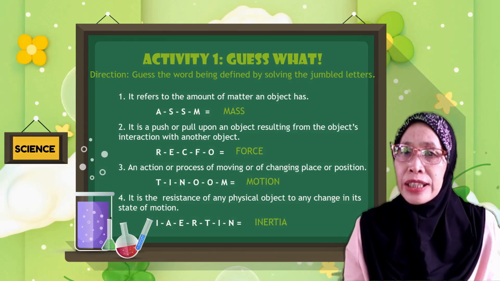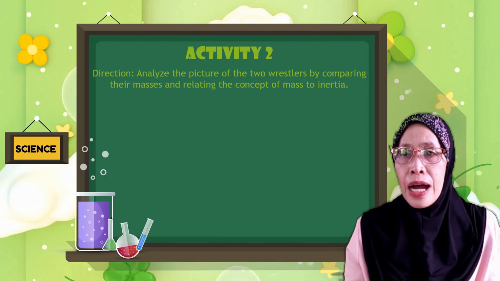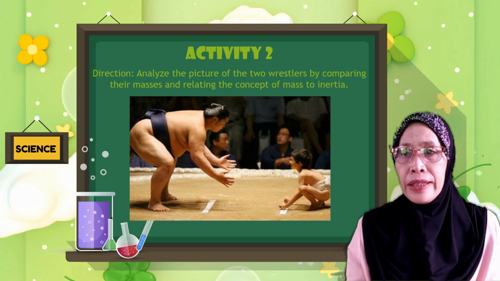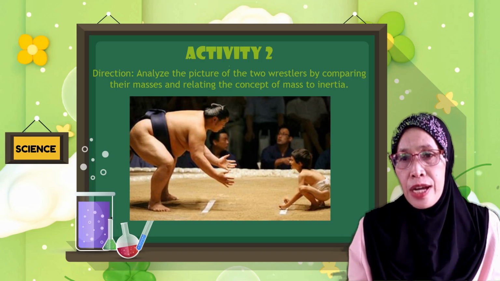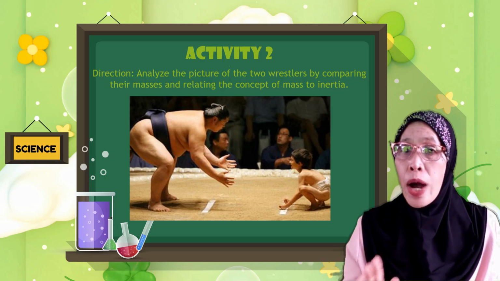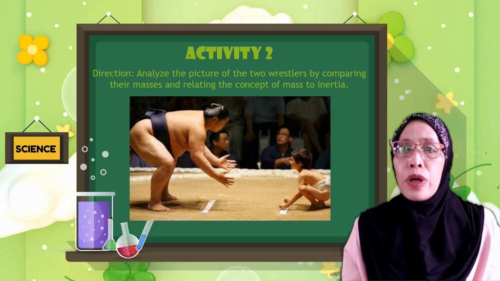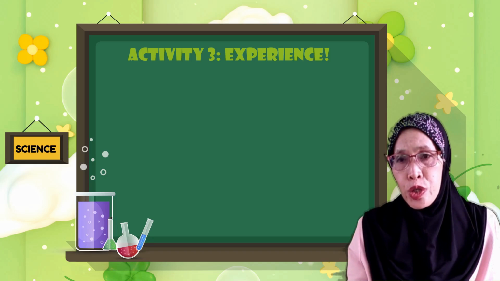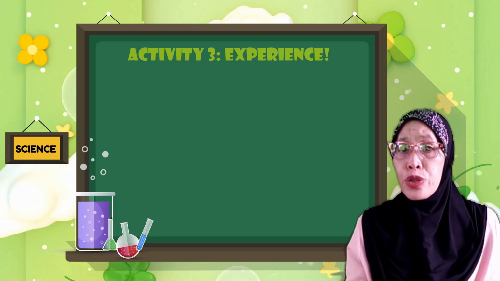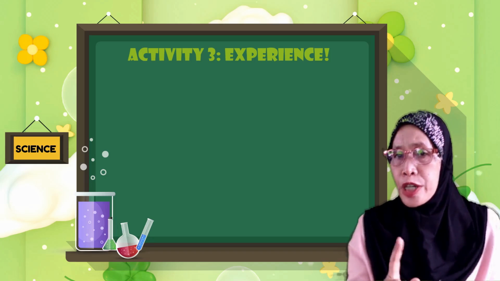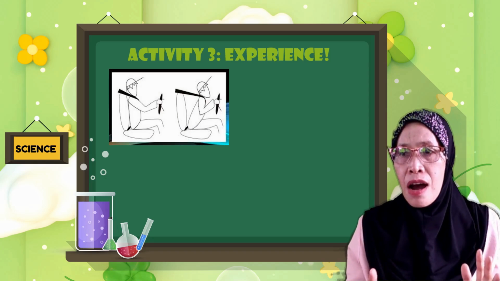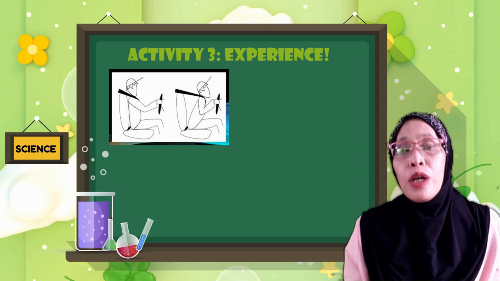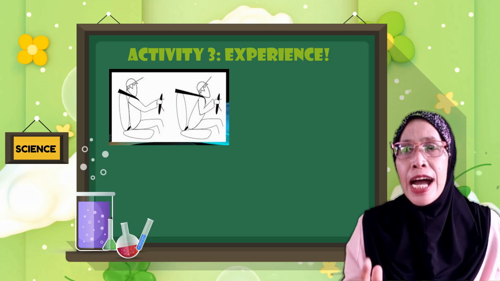Now, let us do activity 2. This time, I want you to analyze the given picture of the two wrestlers by comparing their masses and relating the concept of mass to inertia. Take your time properly and think wisely. For our last activity, which is called Experience, given below are some situations and I want you to think what happens after those scenarios. For the first picture, when you are riding a car and it suddenly stops, what do you think will happen? You are right. You strain yourself against the seat belt.